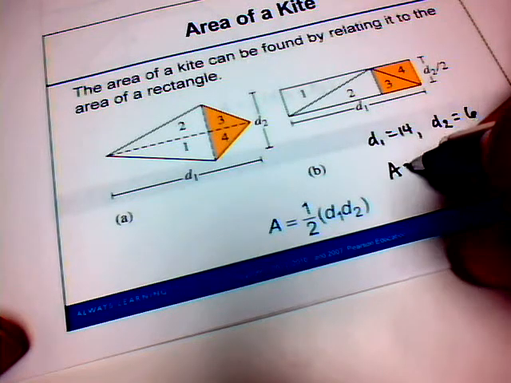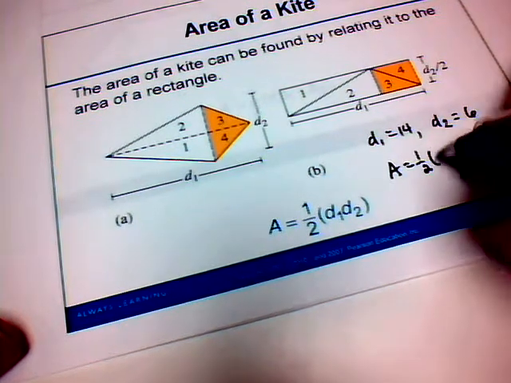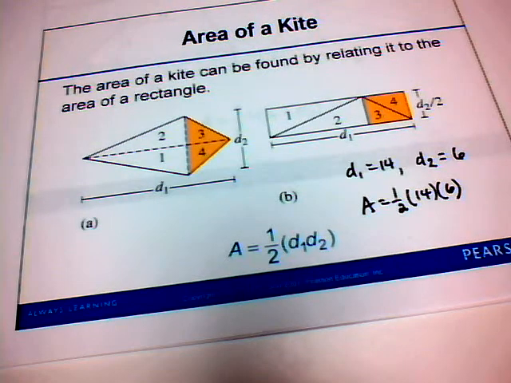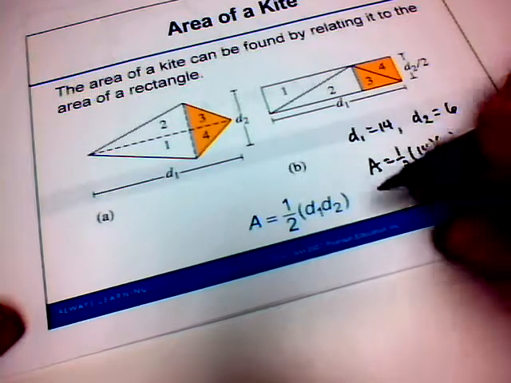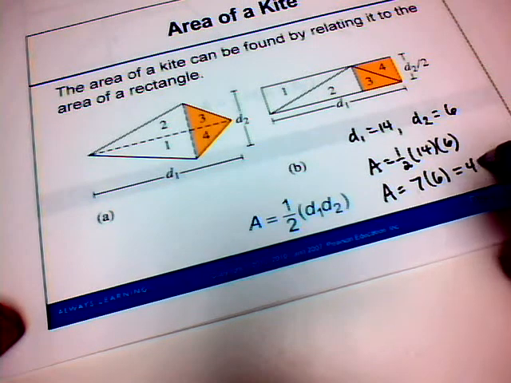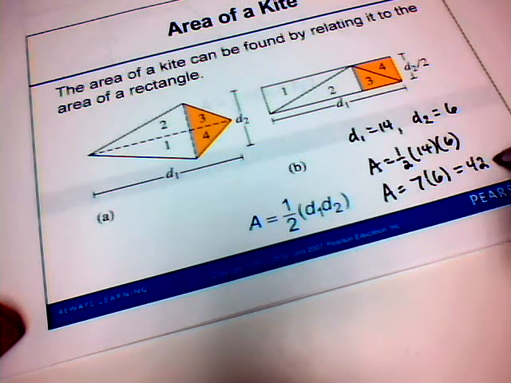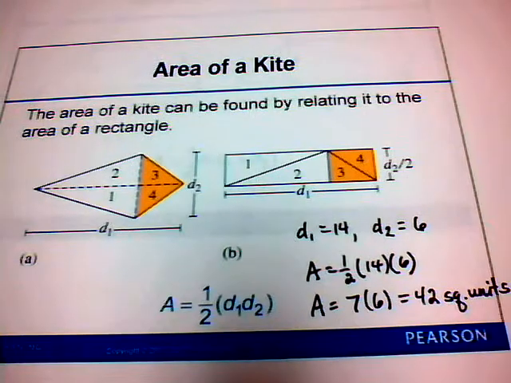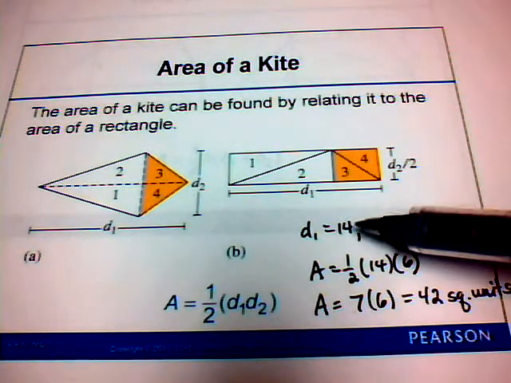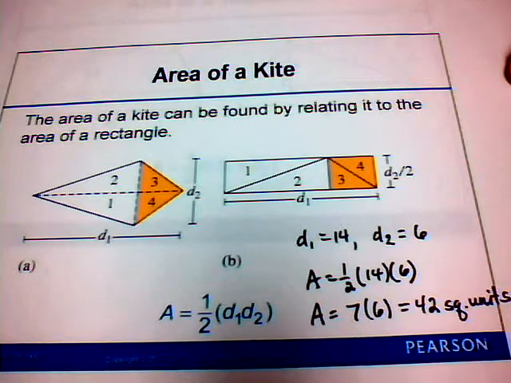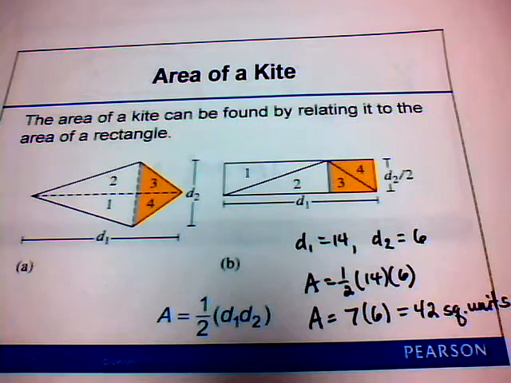So here the area is going to be 1/2 the first diagonal, which is 14, times the second diagonal, which is 6. So in this case, if you take half of 14, that's going to give you 7. 7 times 6 is 42. So it'll be 42 square units. That's the area of that particular kite here, if the length of the diagonal was 14 and the length of the second diagonal was 6. So it'll be 42 square units for the area. That's how you'll compute the area of a kite.